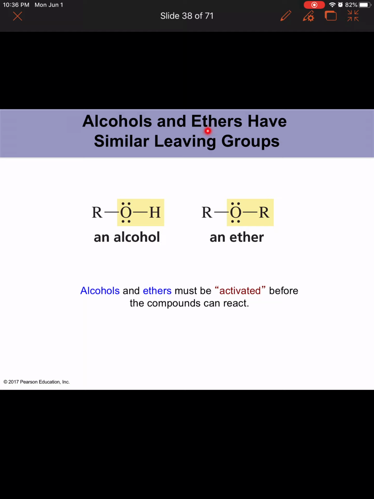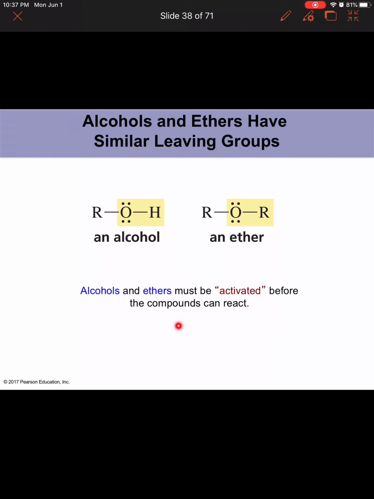Alcohols and ethers have similar leaving groups, and you see they have a lot of similarities. Alcohol has an alkyl group, oxygen and hydrogen, whereas an ether has two alkyl groups on the sides of the oxygen. So both alcohols and ethers must be activated before the compounds can react.